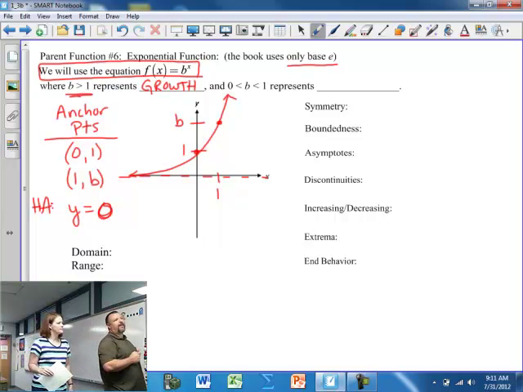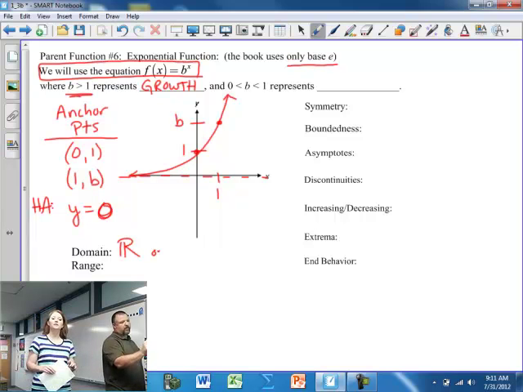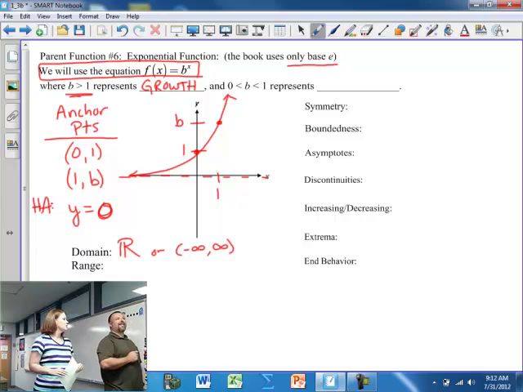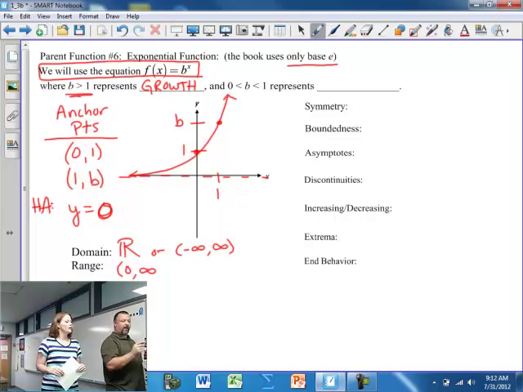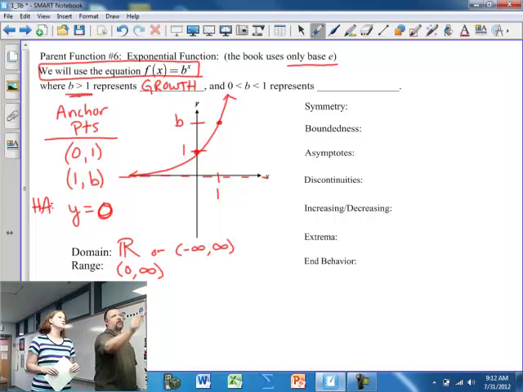Domain is all real numbers, which you can write as all real numbers, or from negative infinity to infinity for interval notation. Range is just positive numbers, so 0 to infinity, not including the 0, because it never hits it. Let's look at its symmetry. There actually is no symmetry.